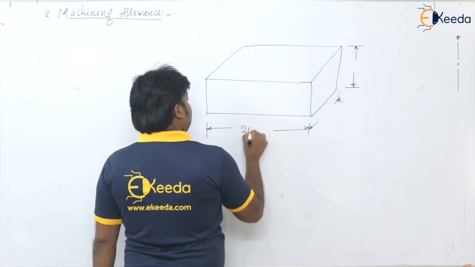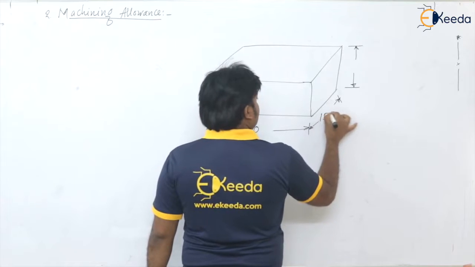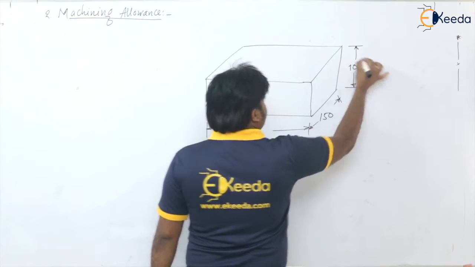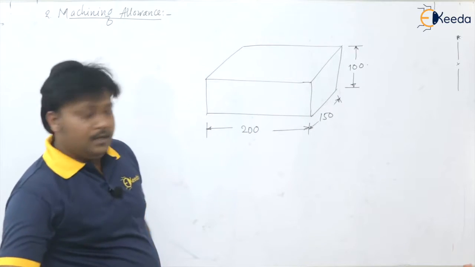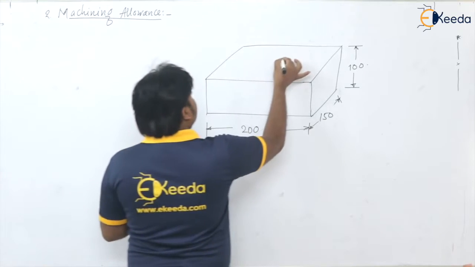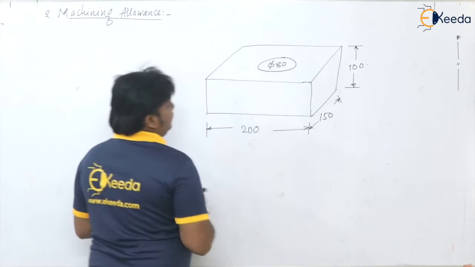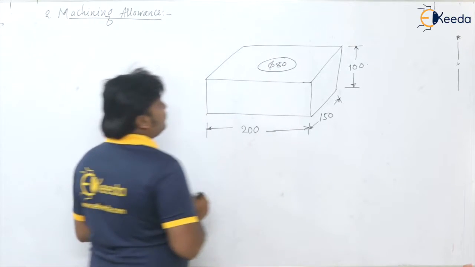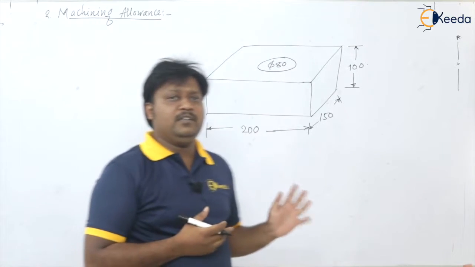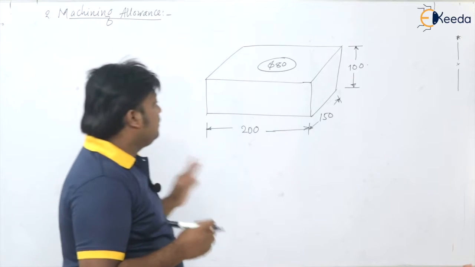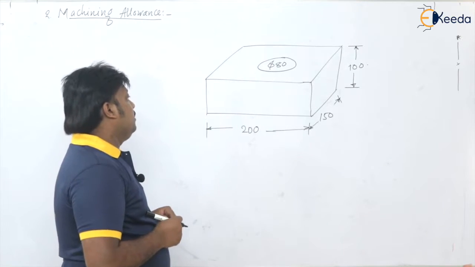Say this is 200, 150 and 100, and the bore is 80 millimeters. All dimensions are in mm. So this was the numerical we took for the shrinkage allowance. Same we will take for the machining allowance.